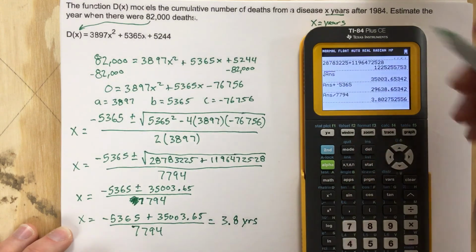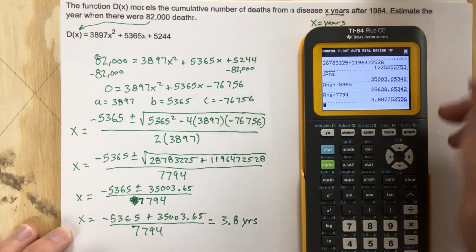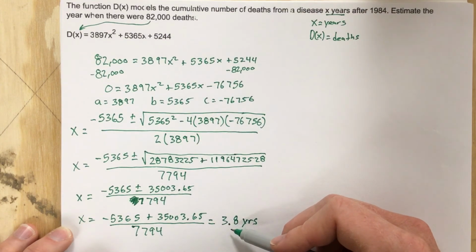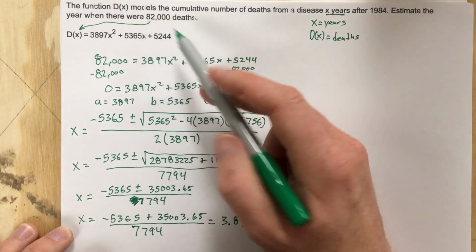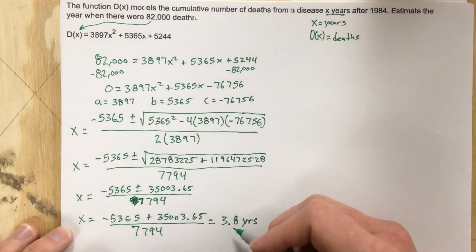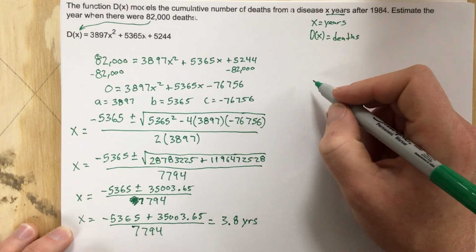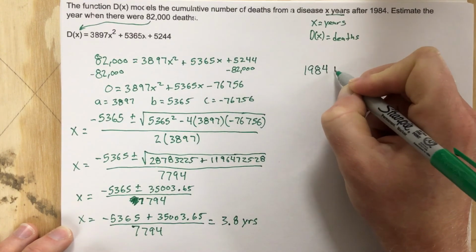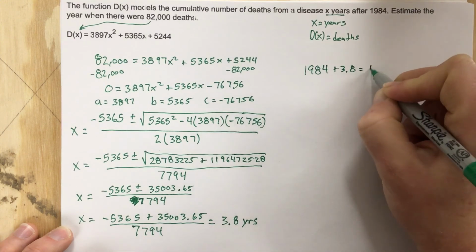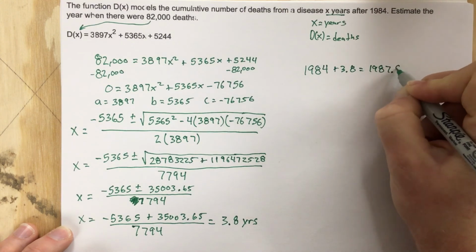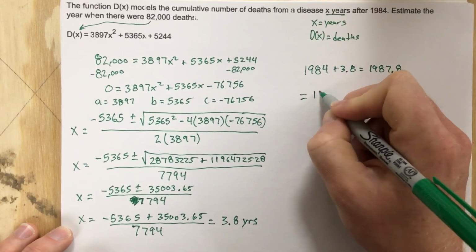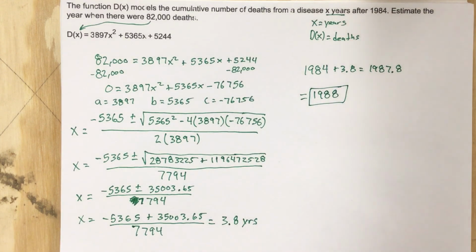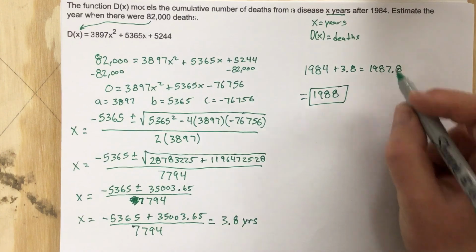Now remember, x is the years after 1984. So if it's 3.8 years after 1984, when we reach 82,000 deaths, that's roughly 1988. So we can say 1984 plus 3.8 is 1987.8, which, when we round that, is about 1988. So it's not going to be until at least 1988 where we get the 82,000 deaths, just because we're so late in the year for 1987.